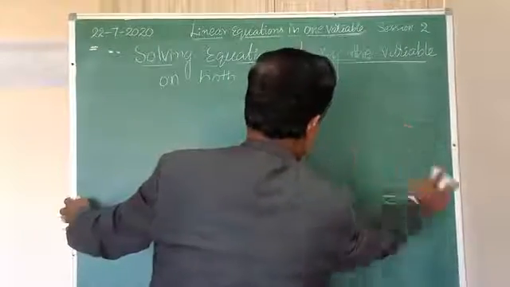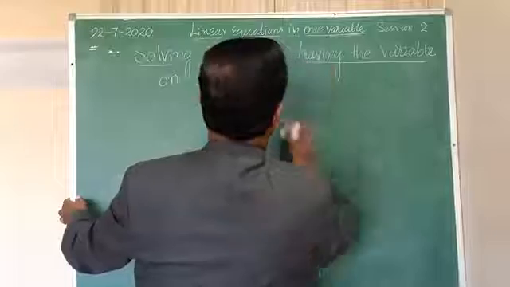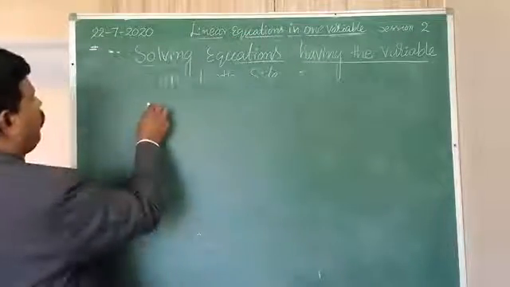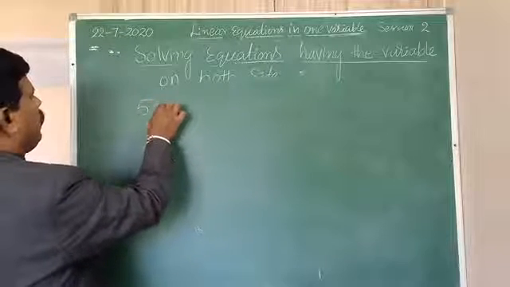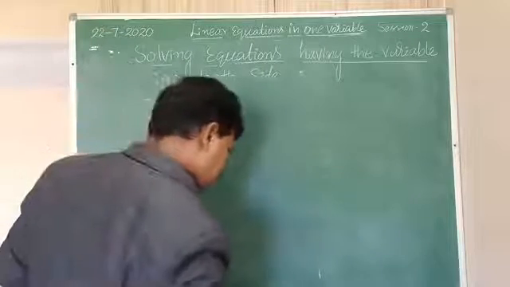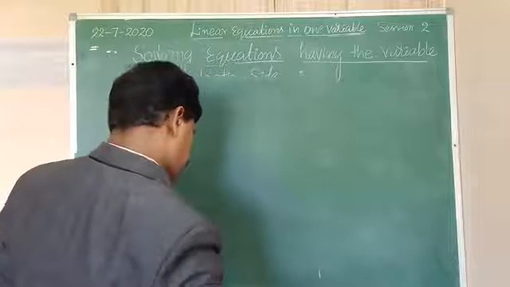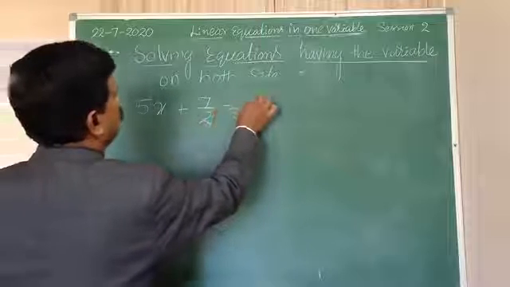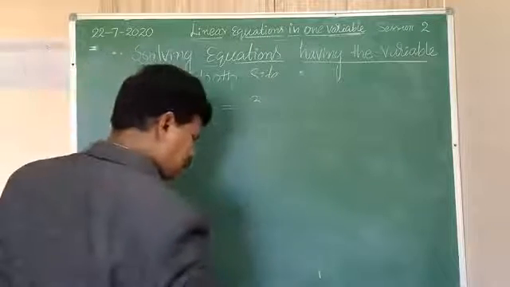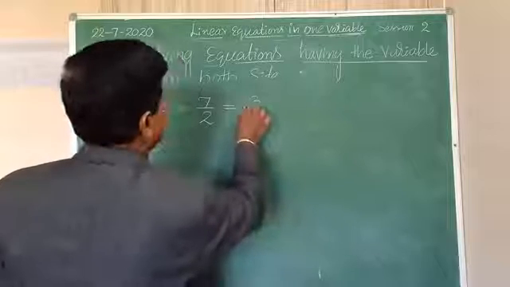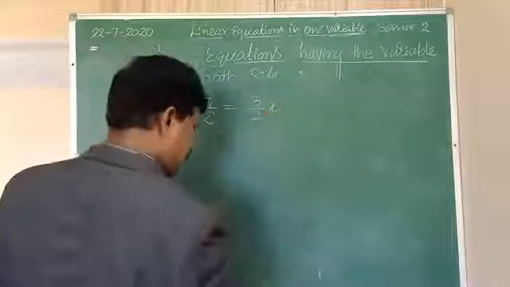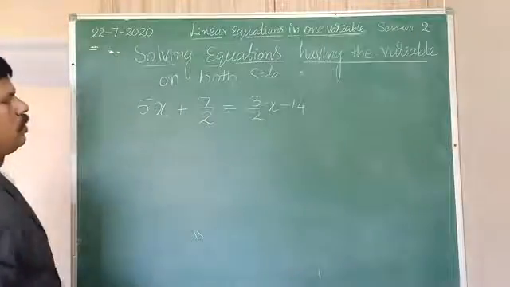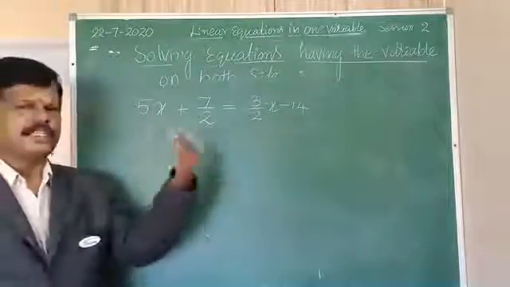Or I will solve the same problem once again. You just see this. 5x plus 7 by 2 equals 3 by 2 x minus 14. So this is the problem I am solving once again.